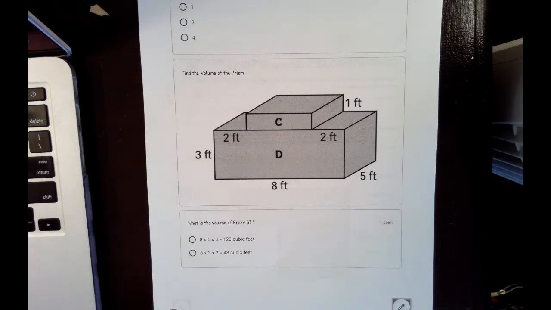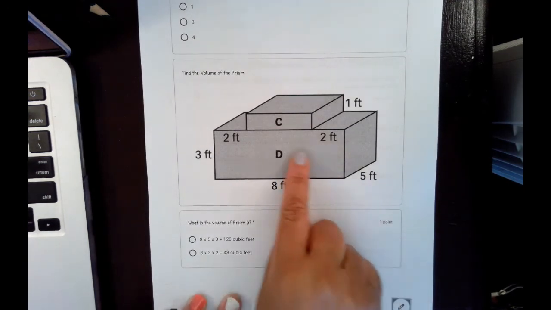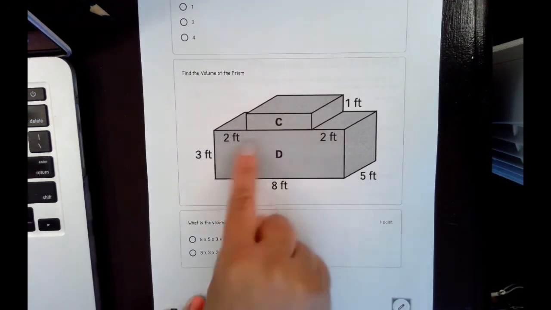So it has two rectangular prisms, one on top of the other. Okay, and it says what is the volume of prism D? So we have prism C right here, and we've got prism D. So they want to know the volume of just prism D.